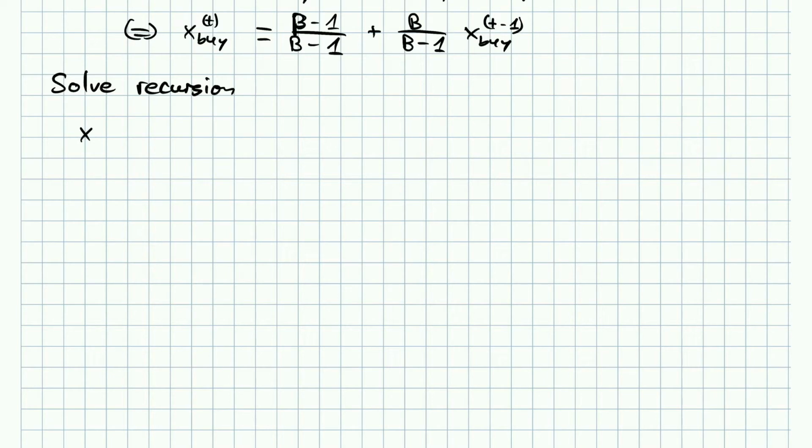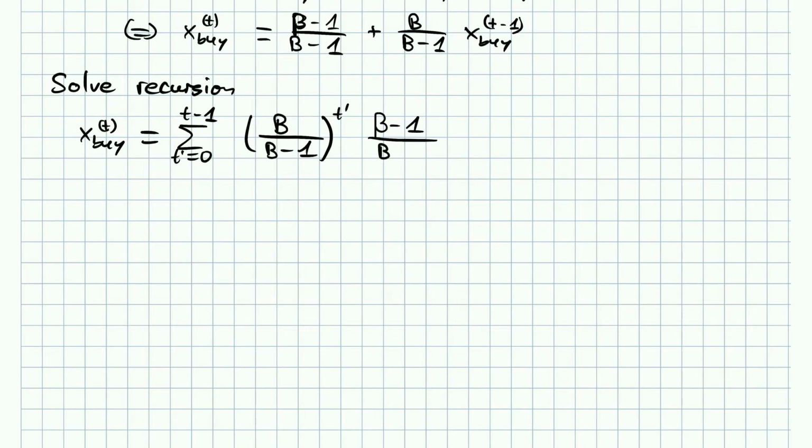We can see that x by t, how big is this? We're getting beta minus 1 over b minus 1 plus some factor times the previous value. And if you now do the math here, you can just do this on your own if you like, then you'll get to the following point. You get the sum of all these factors, b over b minus 1 to the power of t prime, summing from t prime from 0 to t minus 1 times beta minus 1 over b minus 1.